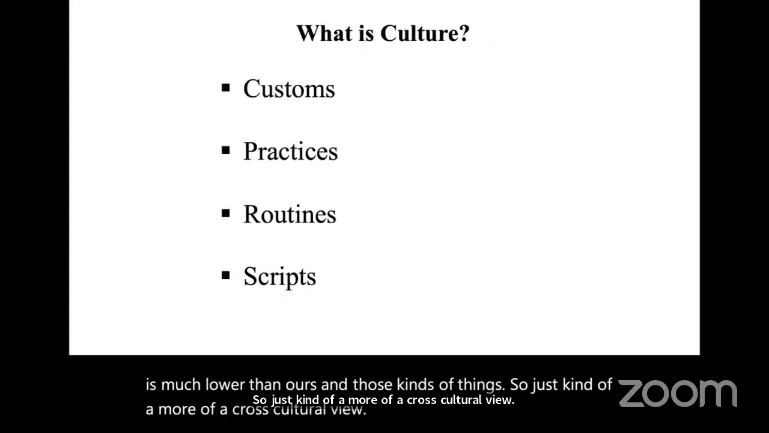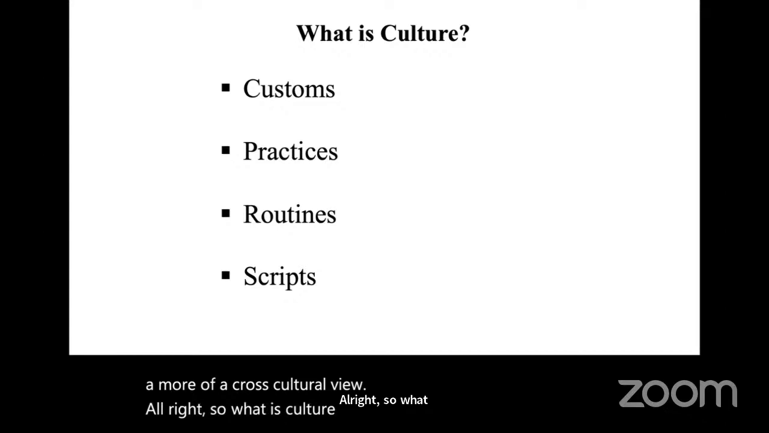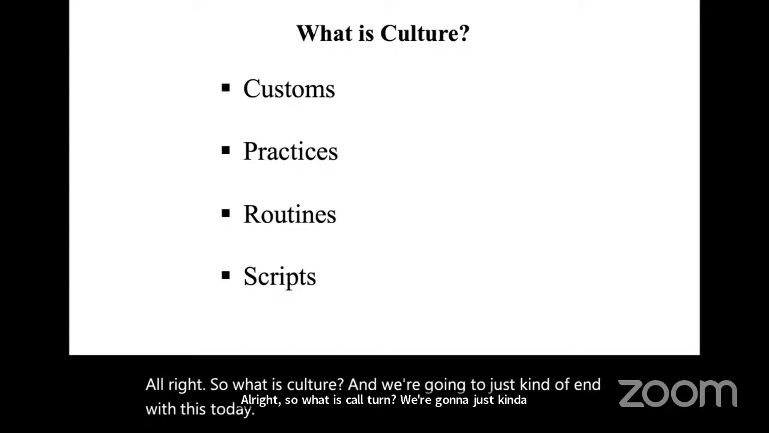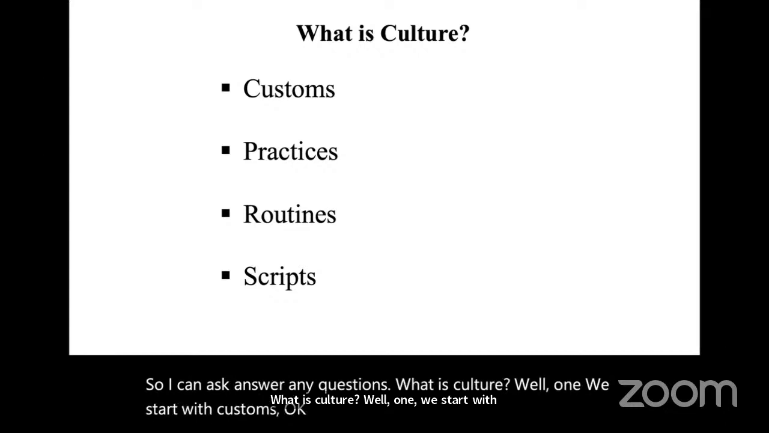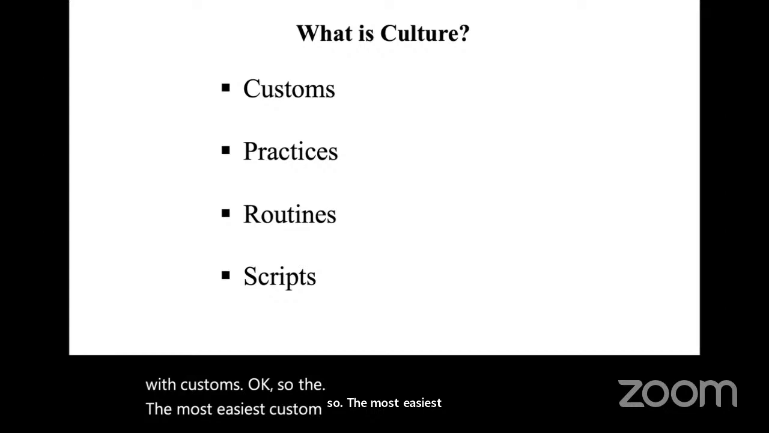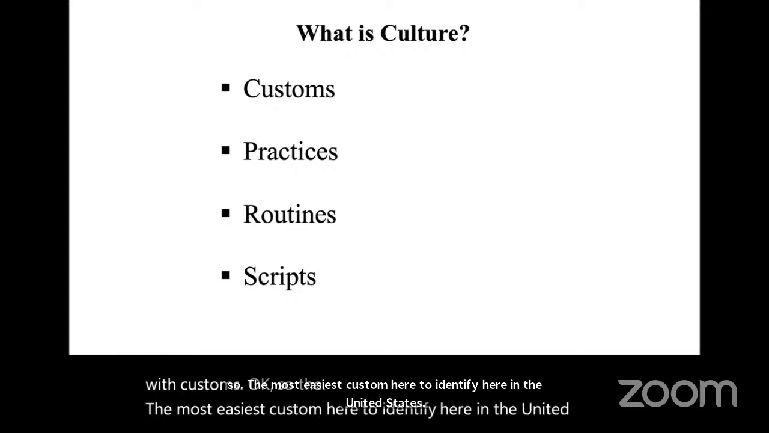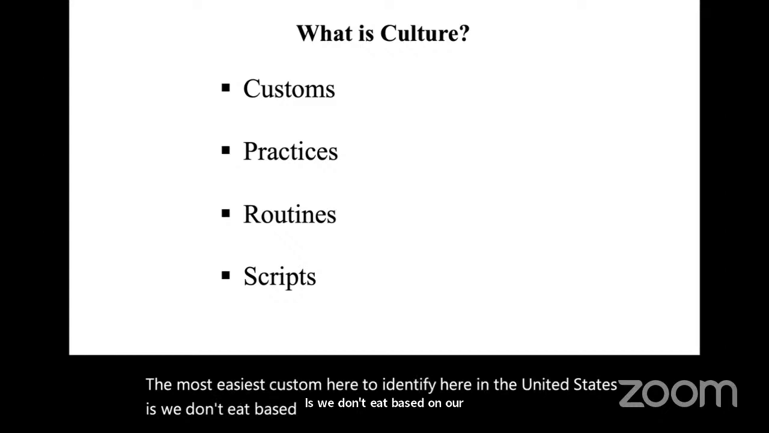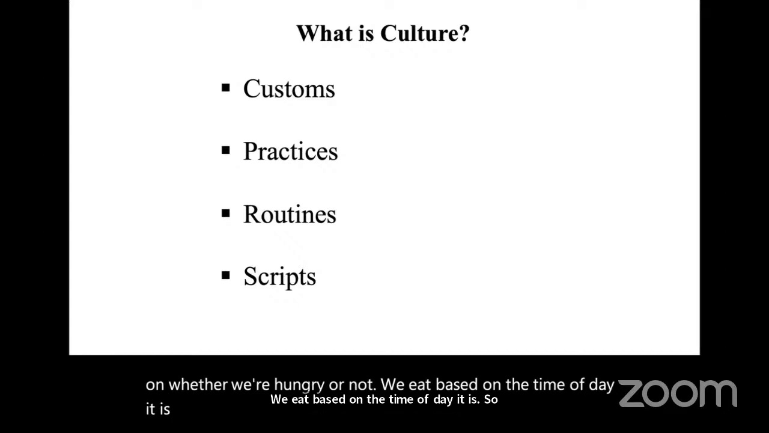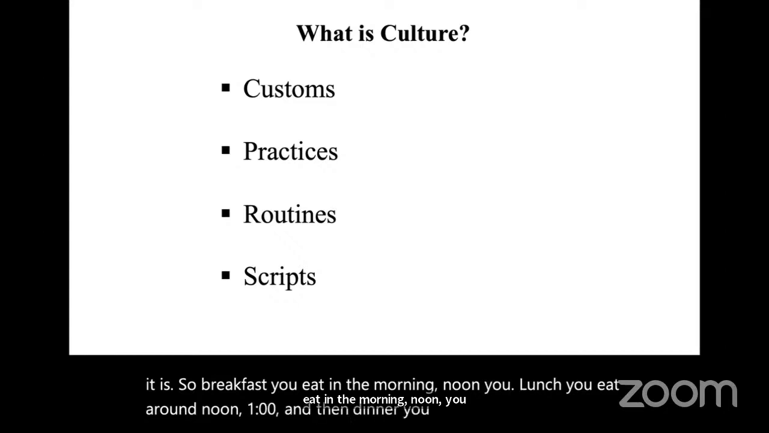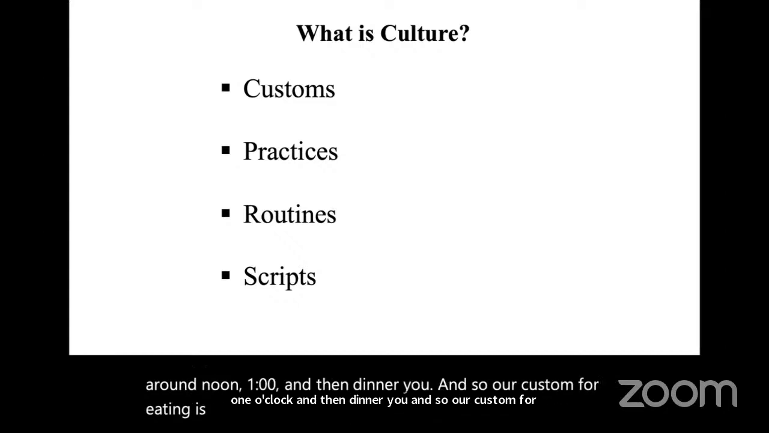All right, so what is culture? We're going to end with this today, so I can answer any questions. What is culture? Well, one, we start with customs. The easiest custom to identify here in the United States is that we don't eat based on our biological needs, whether we're hungry or not. We eat based on the time of day. Breakfast in the morning, lunch around noon or 1 o'clock, and then dinner. So our custom for eating is based upon the time, not actual physiological processes.